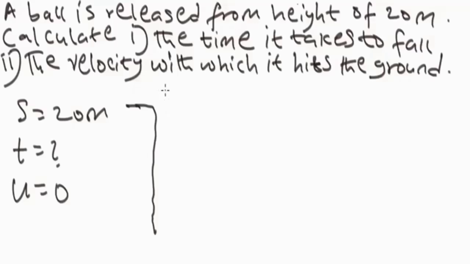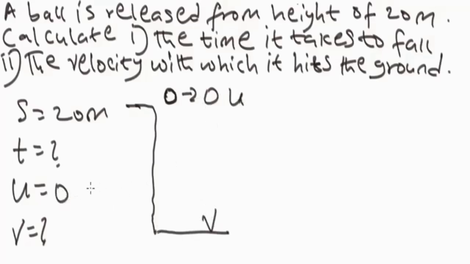Alright, so somebody releases the ball from this height. Initially, the ball will have an initial velocity of 0, before it starts making movements or falling. Hope you understand. Whereas the final velocity is unknown, so the velocity it will take from here till when it hits the ground will be the final velocity. This one is our initial velocity, u, which is 0.